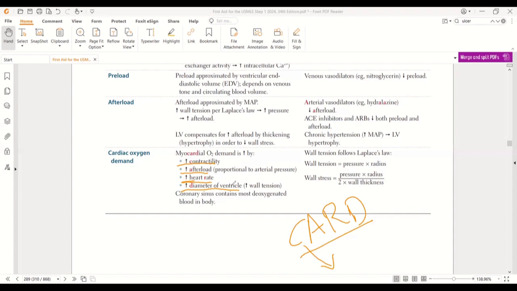And the coronary sinus contains the most deoxygenated blood in the body, right? Coronary sinus drains into which chamber of the heart? The right atrium. So anything that dilates the right atrium will lead to the dilatation of the coronary sinus.